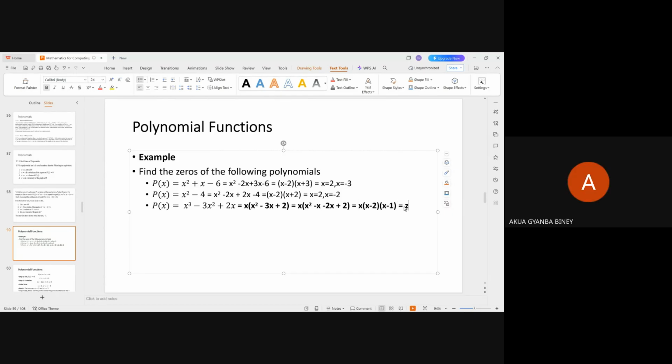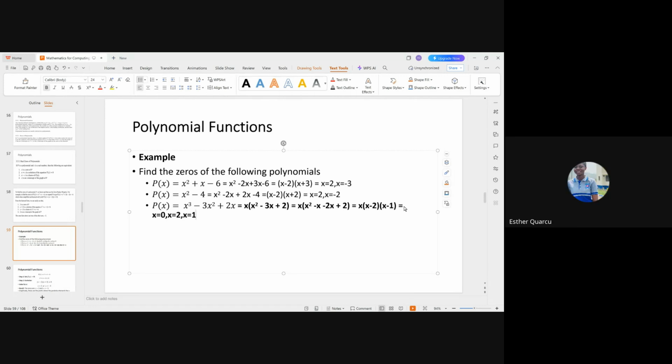x equals 0. Because when this x is 0, all of them will be 0. x is equal to 2, all of them will be 0. Another one, x equals what? 1. All of them will be 0. So these are the zeros.